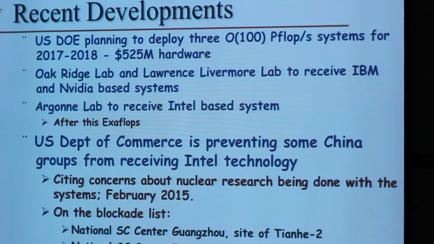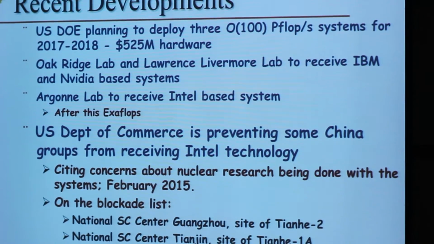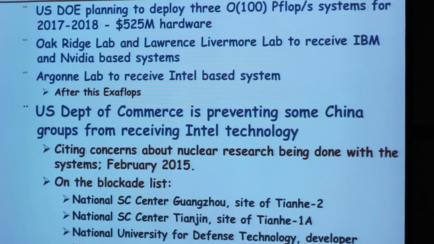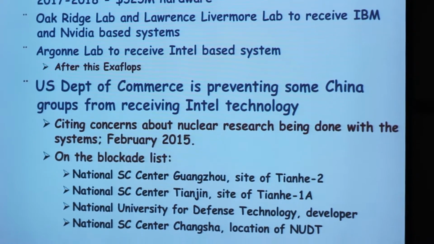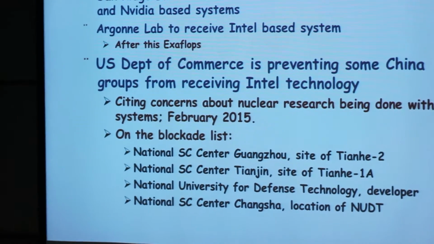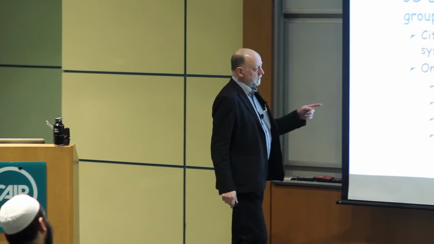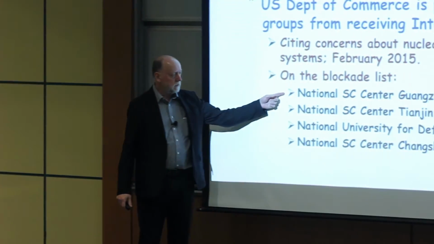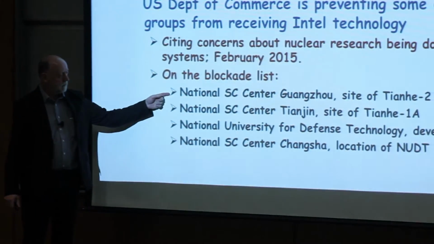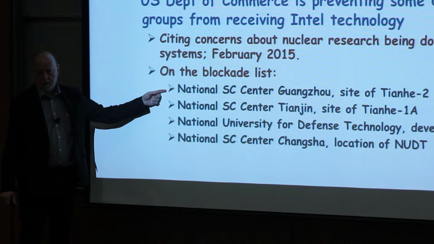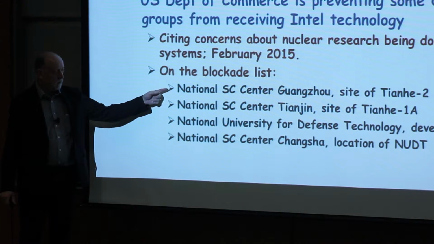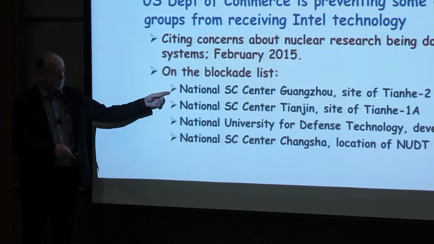And then there was this: last year about this time, the Department of Commerce in the US issued an order preventing Intel from selling parts to 4 places in China. They cite concern about nuclear research being done on them. On the list of sites that can no longer get these parts is the place running the supercomputer, the National Supercomputing Center in Guangzhou. So they have the #1 machine.